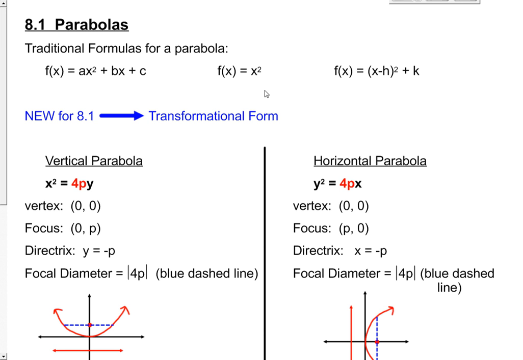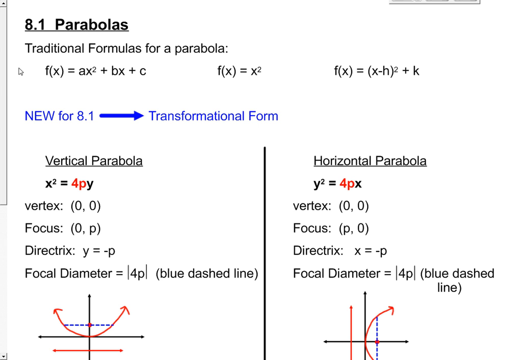Here we have chapter 8.1 dealing with parabolas. These first three formulas here are the traditional formulas for a parabola that we've worked with throughout the year. We have the basic quadratic equation, just your basic parabola with no shifting with the vertex at 0, 0. And then finally the equation or formula that has the shifting aspect with the h and the k.